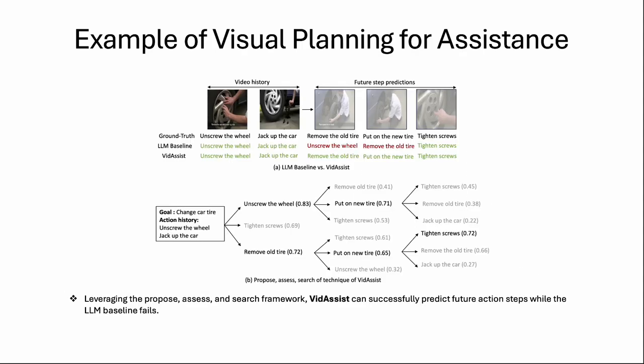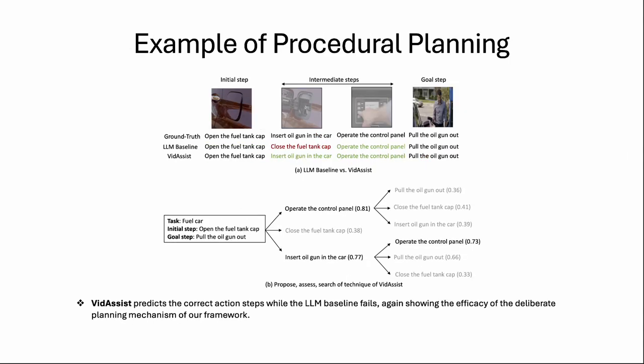Here we show one example of visual planning for assistance in the COIN dataset. Leveraging the propose, assess and search framework, VidAssist can successfully predict future action steps while the LLM baseline fails. Similarly, VidAssist predicts the correct action steps in the procedural planning task while the LLM baseline fails, again showing the efficacy of the deliberate planning mechanism of our framework.